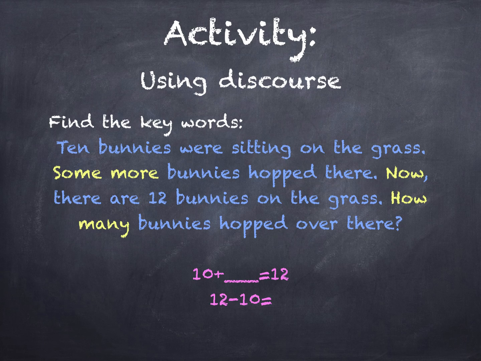So again, we have a find the difference problem. We have some more, and now there's this many bunnies, how many more join them? So we can look at this at first as an addition problem. We had 10 bunnies to start, we ended with 12. So now we have to figure out how to get that middle number. If we subtract 10 from 12, we get 2. So looking at the difference between how many there were and how many there are now, we can figure out that 2 more bunnies came to join our first 10.